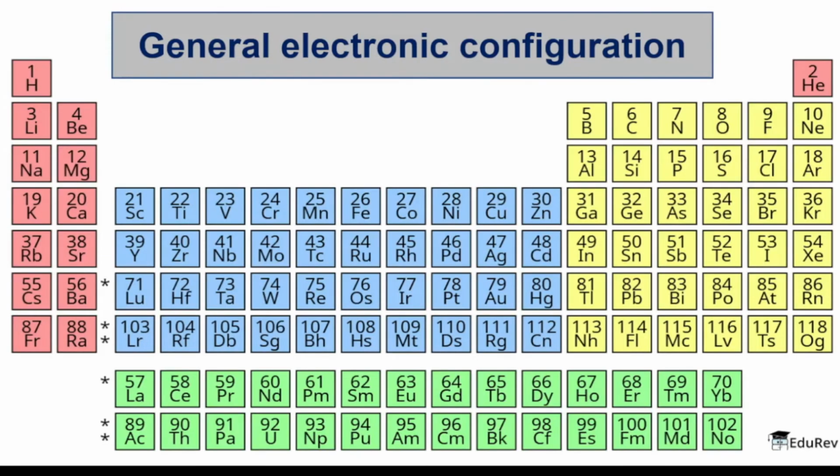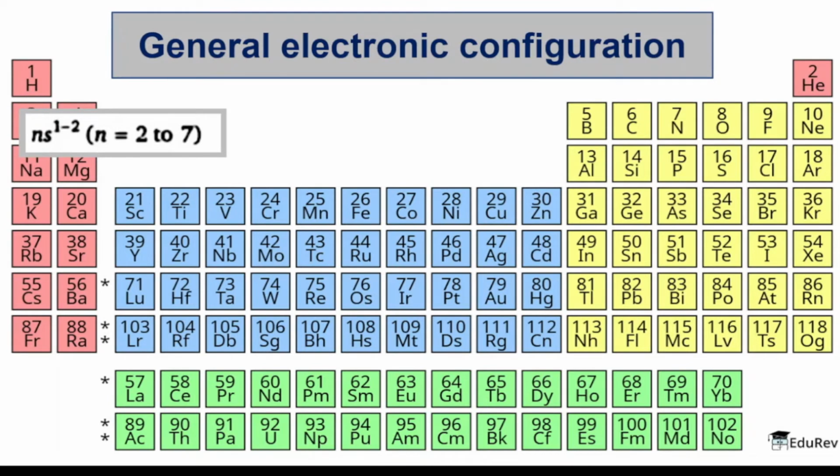Now let's talk about the general electronic configuration of various blocks. Talking about the S block, the general electronic configuration is ns 1 or 2. The last electron here or the valence electron goes inside the S subshell. In case one electron goes, it belongs to first group.